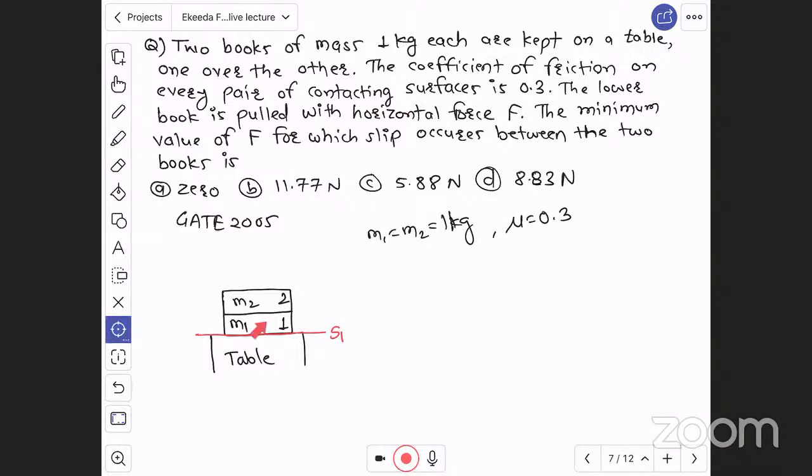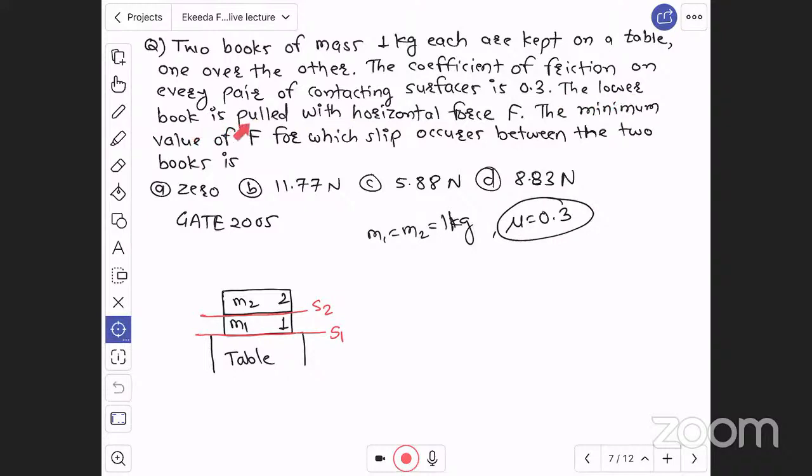Again, between book 1 and book 2, there is one more contacting surface. For this surface, I am writing S2, contacting surface 2, right? This means there are two contacting surfaces, and on each contacting surface, the coefficient of friction is 0.3. This is the given data.